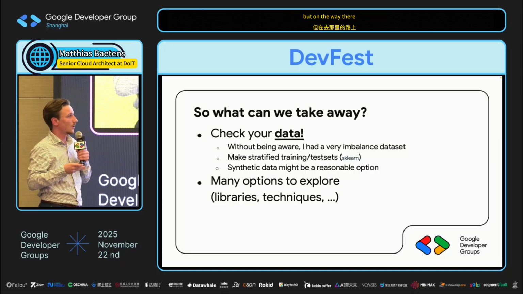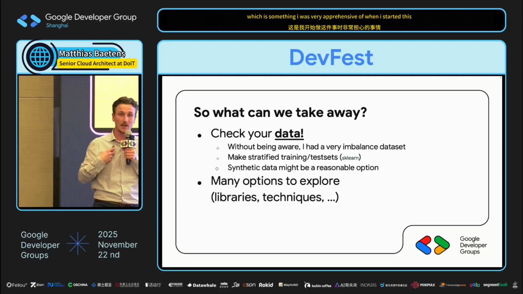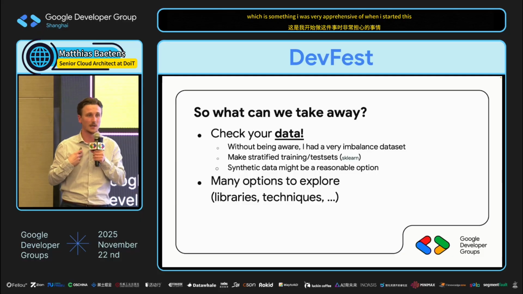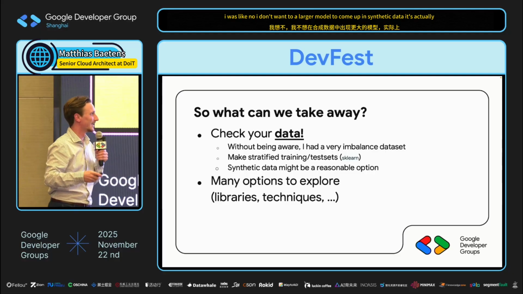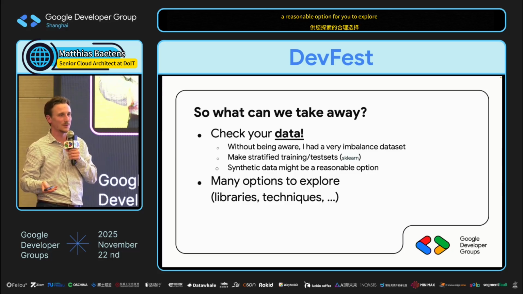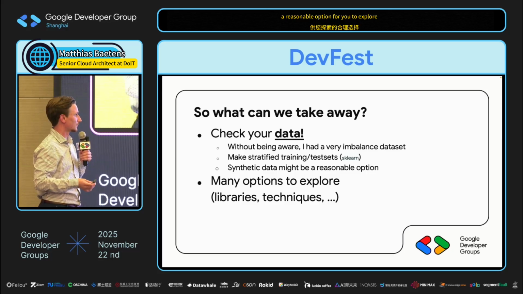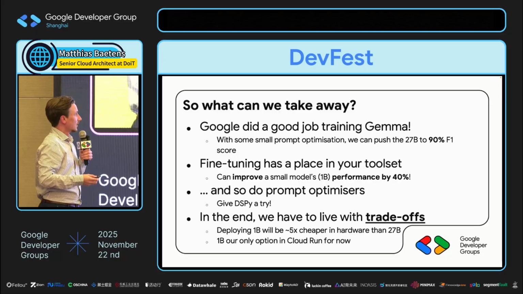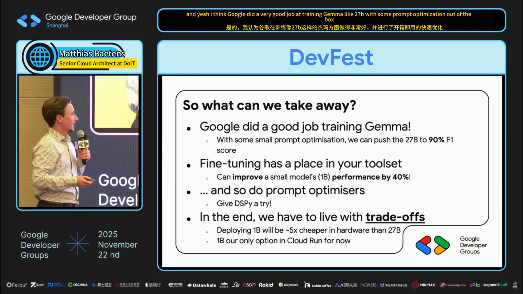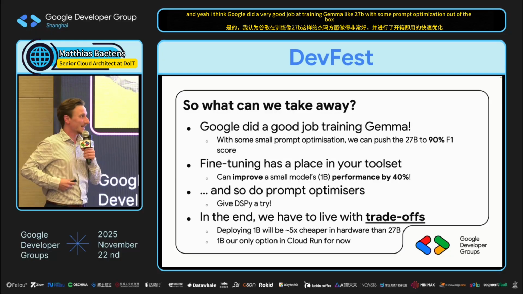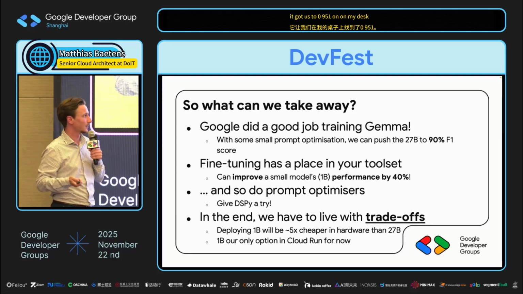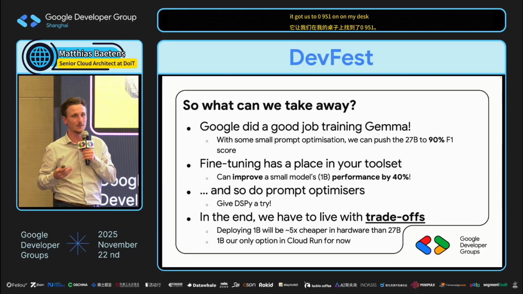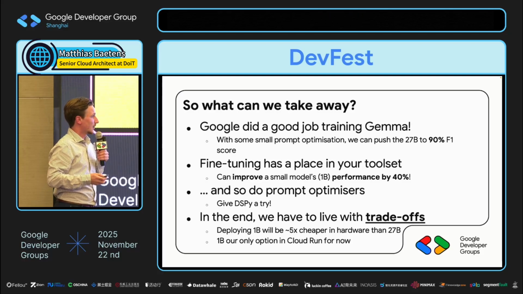But on the way there, I learned that synthetic data, which is something I was very apprehensive of when I started this, I was like, no, I don't want a larger model to come up with synthetic data, is actually a reasonable option for you to explore. And yeah, I think Google did a very good job at training Gemma. Like 27B with some prompt optimization out of the box does very well. It got us to 0.9 F1 on my task.